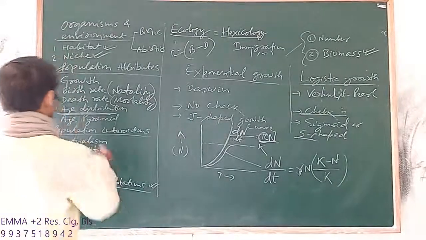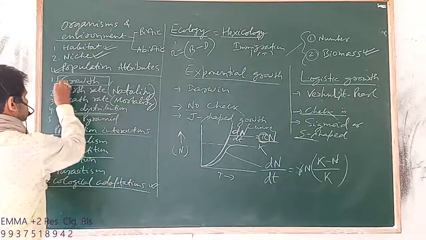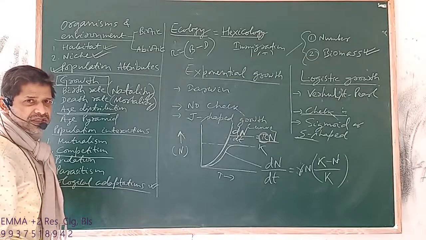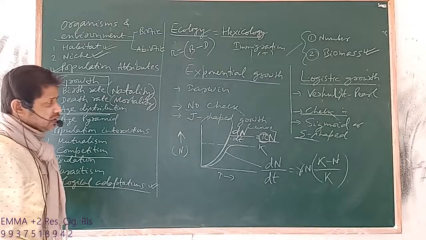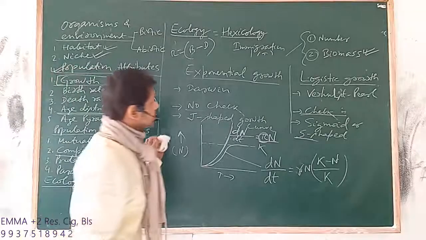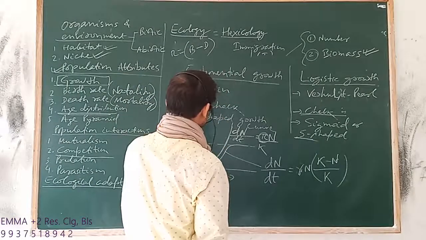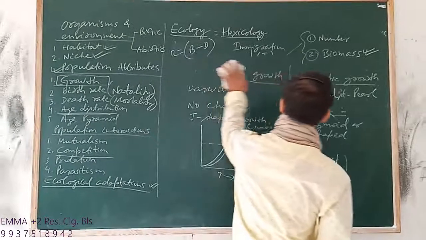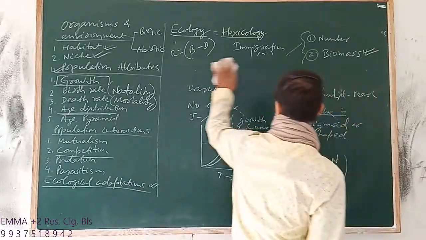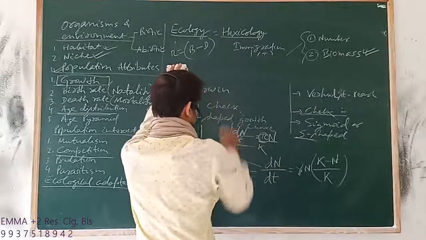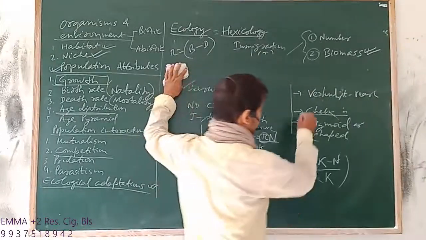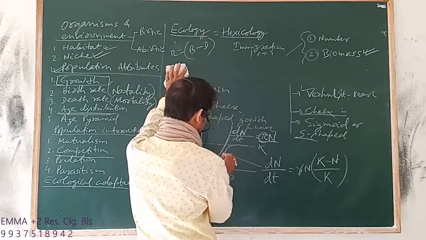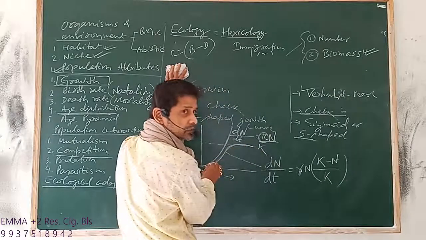So far we discussed population growth. Population growth means population density. Population density depends upon various factors. Population can grow in two ways: exponential growth and logistic growth. Verhulst proposed such type of growth, and this can be called the Verhulst logistic growth curve.